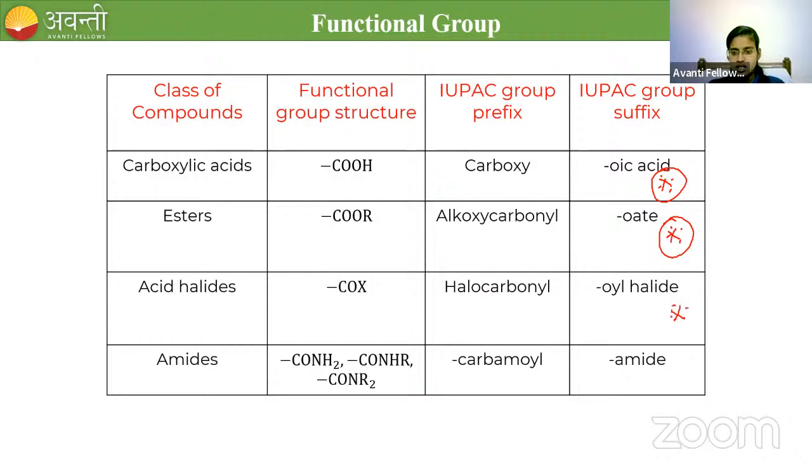Again here, the suffix is very important. And for amide, CONH2, this is primary, this is secondary and tertiary. The prefix is carbamoyl and the suffix is amide. Again, suffix is very important for amide. Just take a screenshot or a snap of it, and write it later in your notebook. So these are the first 4 classes of compounds.